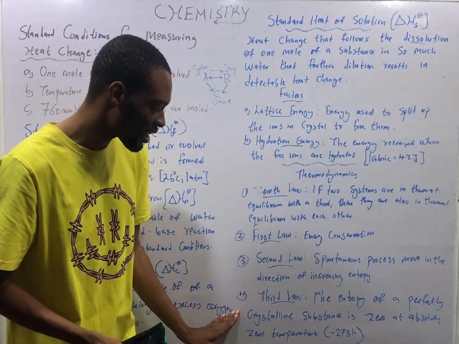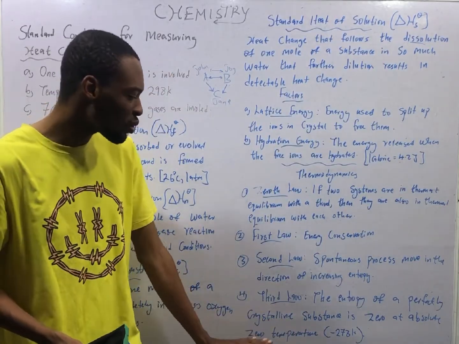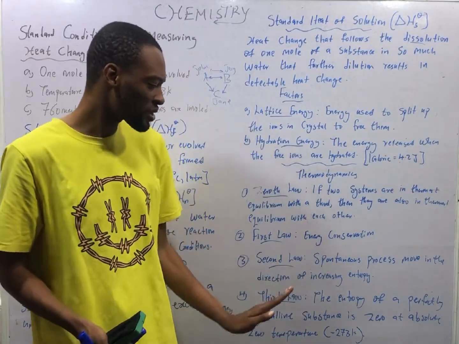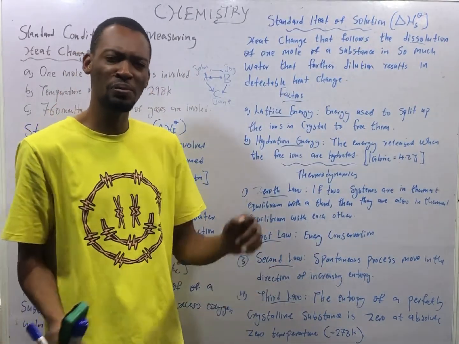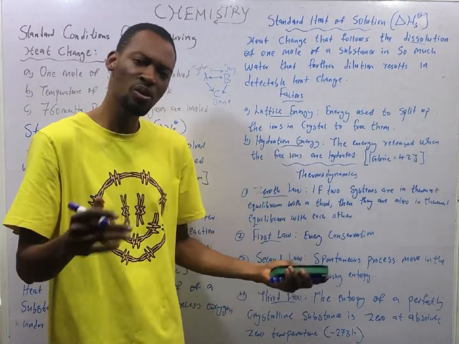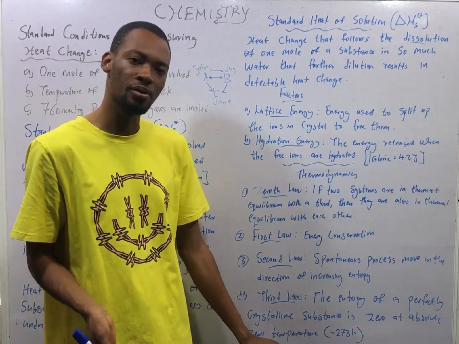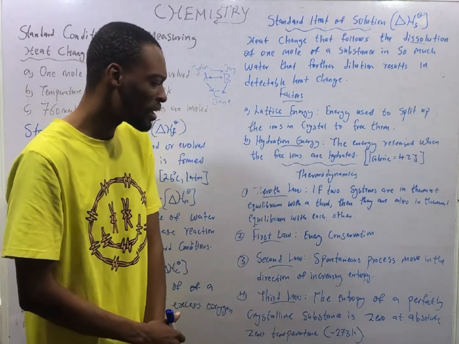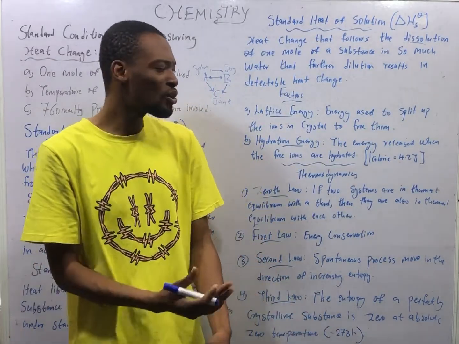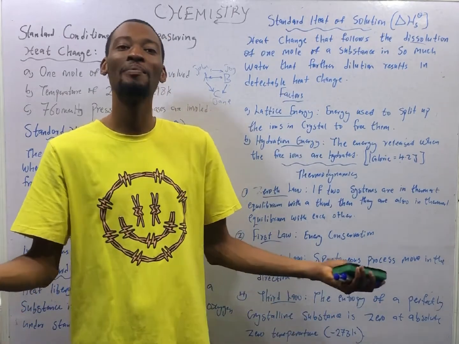While the third law states that the entropy of a perfectly crystalline substance is 0 at absolute 0 temperature. For a perfectly crystalline substance, the entropy is 0, which means there is no disorderliness, there is no degree of randomness. The particles are not moving up and down. And absolute 0 temperature is minus 273 degrees Celsius, or 0 Kelvin, the lowest temperature theoretically possible.